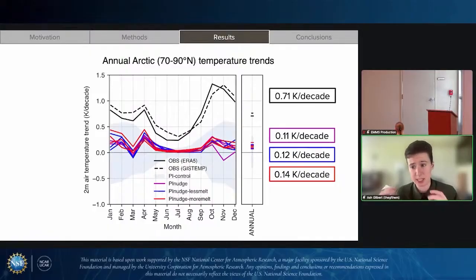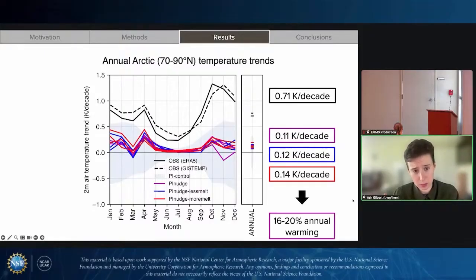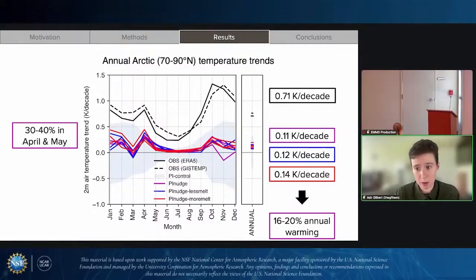The sea ice thickness is not affecting the contribution of the observed winds to temperature trends. However, all of the experiments reproduce the seasonal pattern of the observed warming trends, i.e. we get the strongest warming in spring and fall, and the weakest in the summer. So in total, the experiments are explaining about 16 to 20% annually, and they explain the most warming in the spring, about 30-40% in April and May.